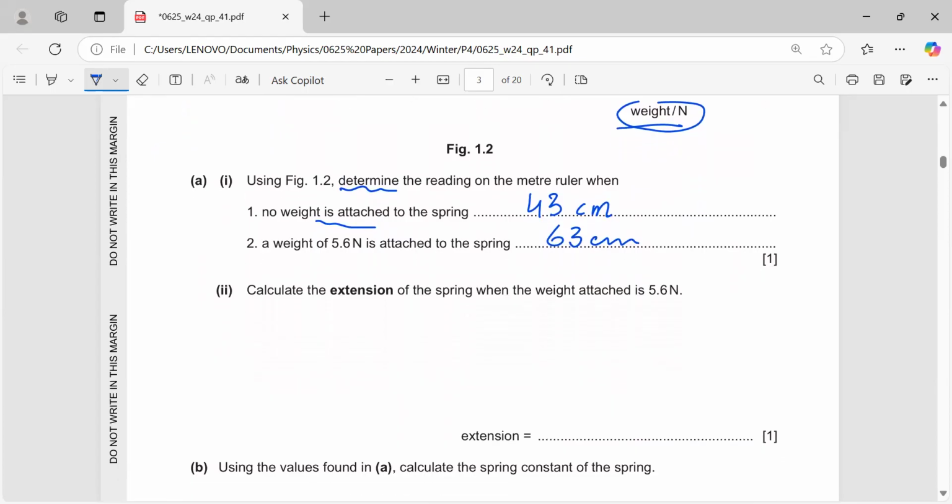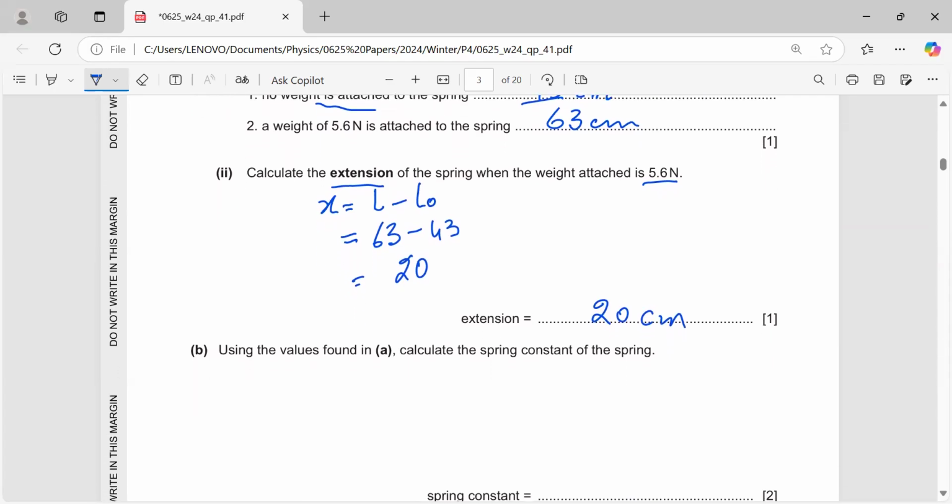Calculate the extension of the spring when the weight attached is 5.6 Newton. Extension is basically x, which equals the total length minus the original length. At 5.6 Newton, the total length is 63, and the reading is 43 when no weight is attached. When you subtract these two, you get the extension, and our answer is 20 centimeters.